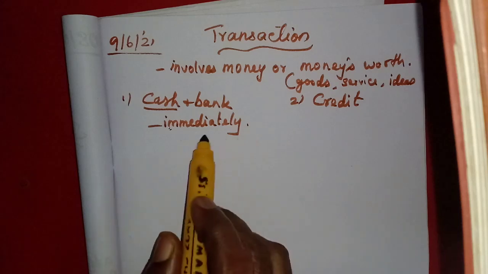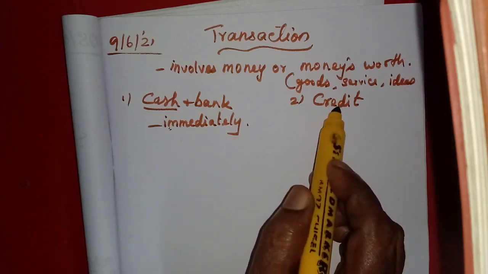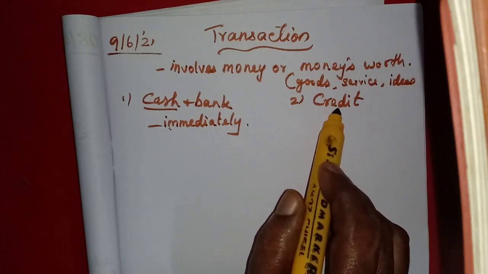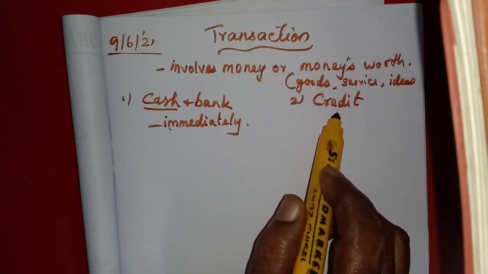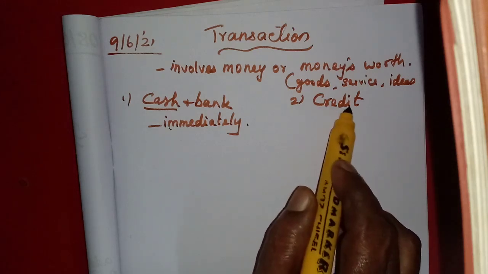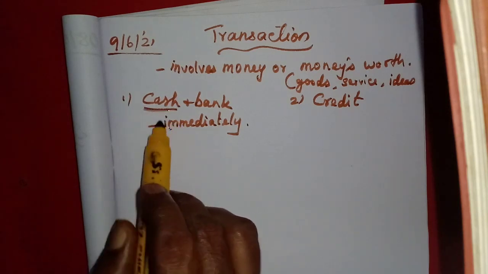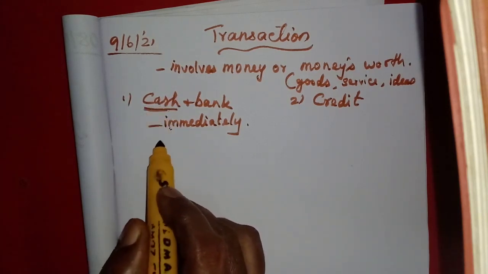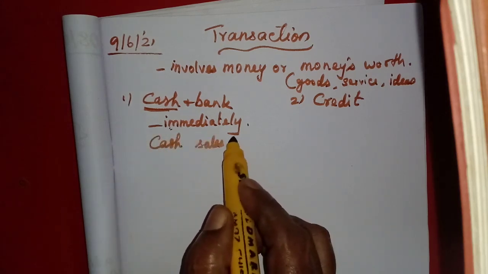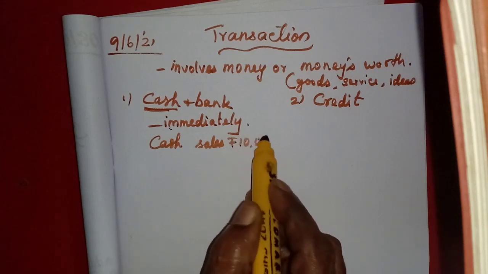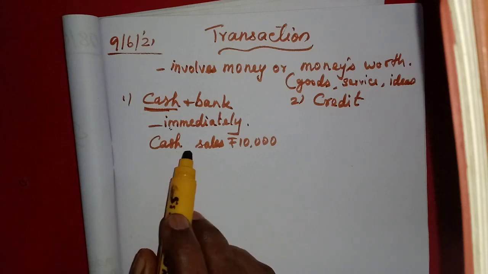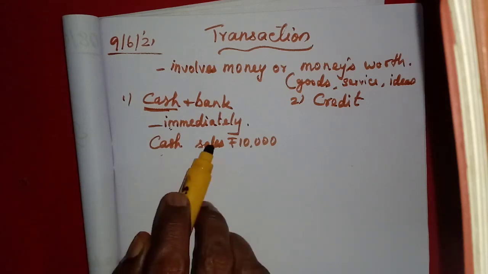What is the meaning of credit transaction? The opposite of this one. Cash payment or receipt may not take place at the same time, but at a future date, which we will learn later. Now we will see one example of a cash transaction. For example, cash sales rupees 10,000. We are selling for cash. That's a cash sale.